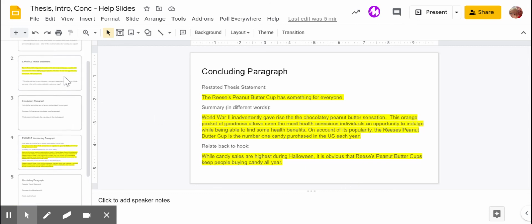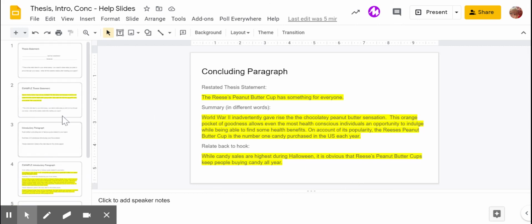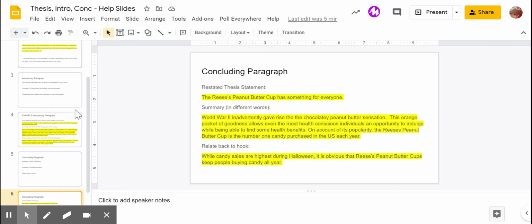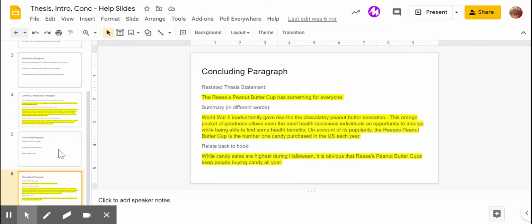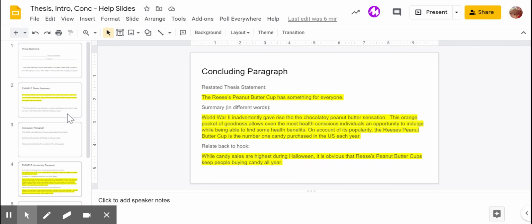So these 2 paragraphs, and on yours it's going to be 3 slides, need to get done today. All right, let me know if you have any questions, and I will post this as help slides along with the video explaining it, this video.